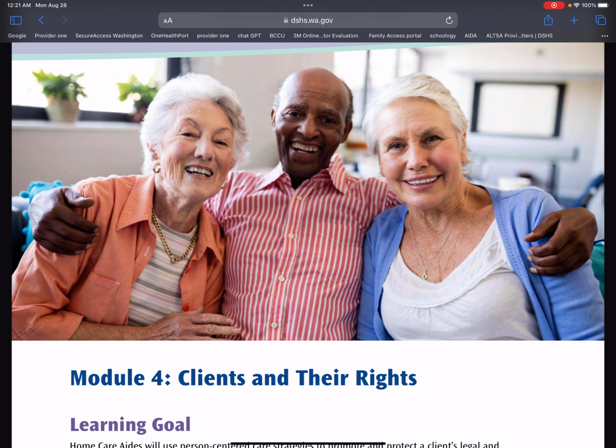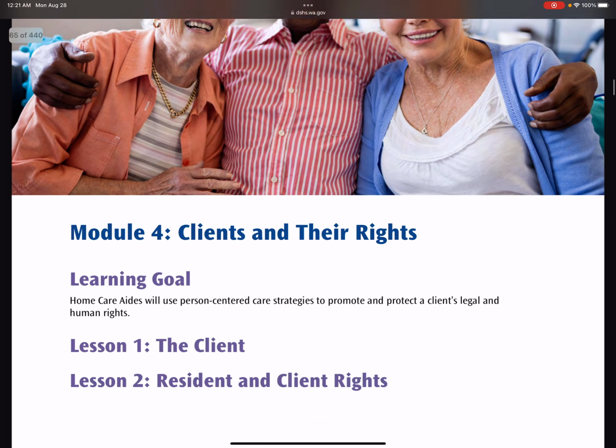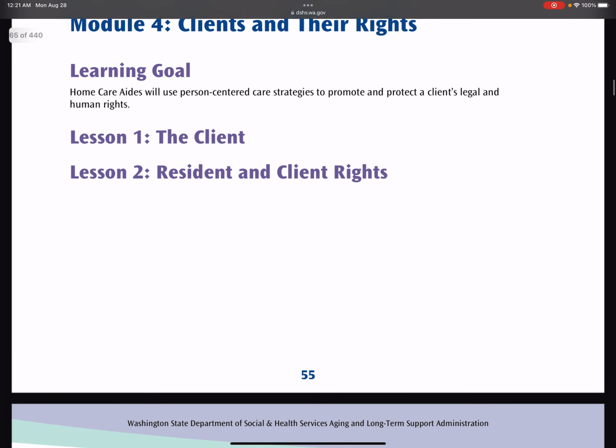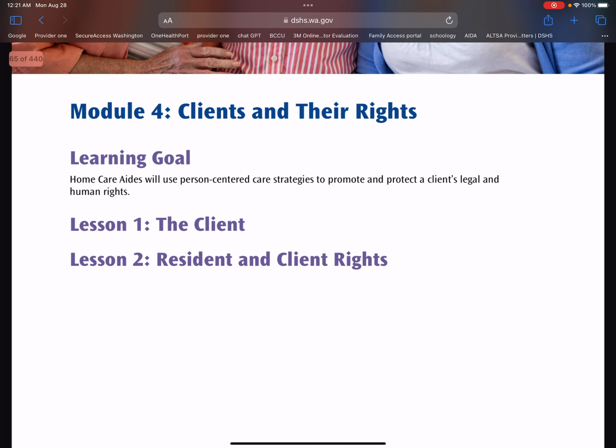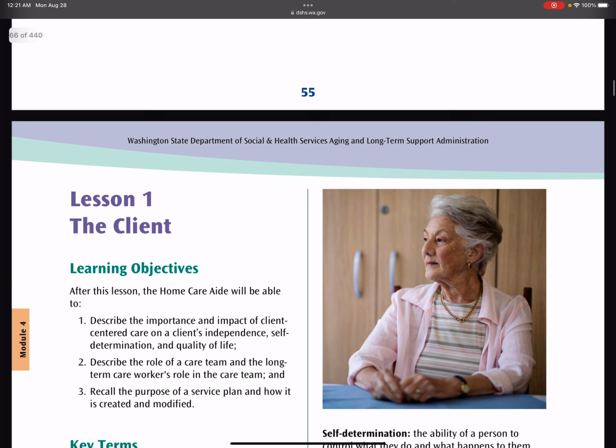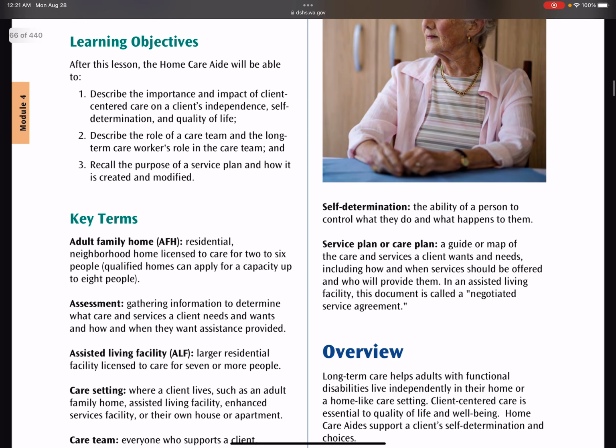Hello everyone. Today we are going to cover Module 4, Clients and Their Rights. It's in your book on page 55. In your book there are some key terms that are very important. Please read them.